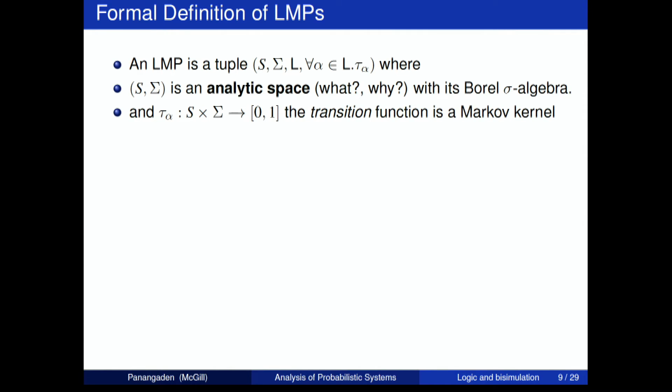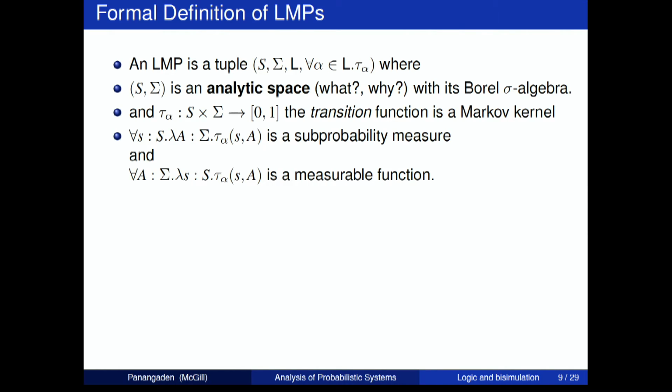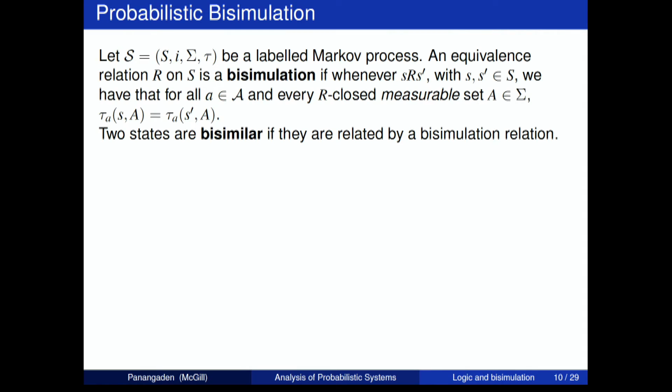Okay, so this is the transition function, which is a Markov kernel, and it has the type that I've been talking about before. As I said before, it's a probability measure in one argument and a measurable function in the other. Now, probabilistic bisimulation closely mimics what I did for ordinary bisimulation.